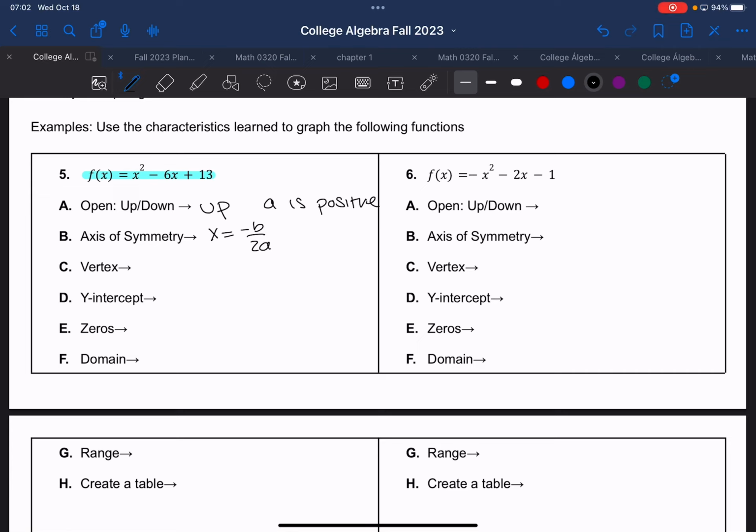So in this case, what is our b value? 6. So our b value has to include that negative in the front, so that is negative 6. So we have a negative 6 over 2 times a. What's our a value? 1. Remember, if we don't see a value, we assume it's 1. So that minus a negative 6 turns into what? Positive 6. So we have positive 6 divided by 2, which is 3. So our axis of symmetry is x equals 3.